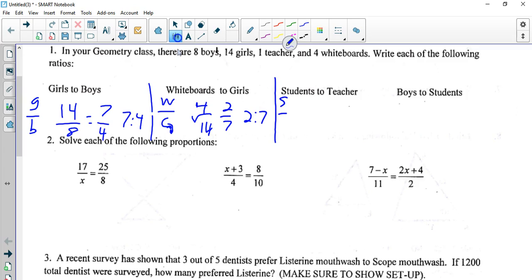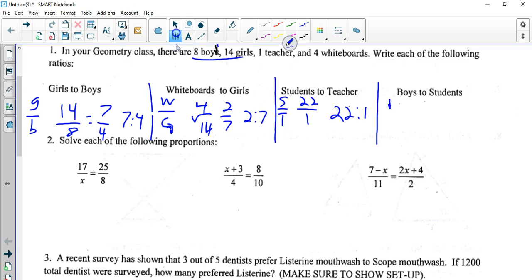Students to teacher. Well, for students, you have to add these two together. That's 22 students. So there are a total of 22 students and 1 teacher.